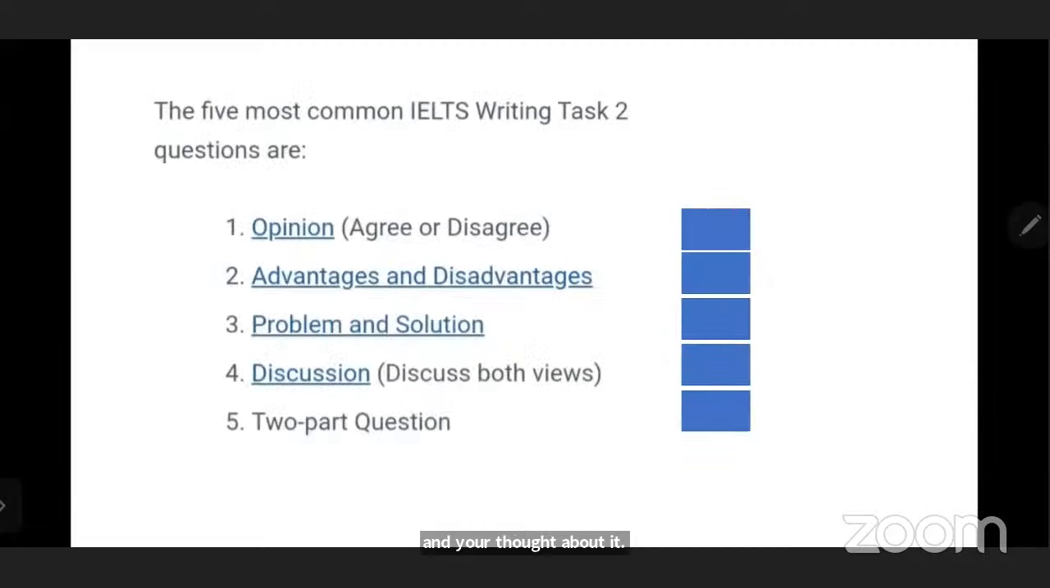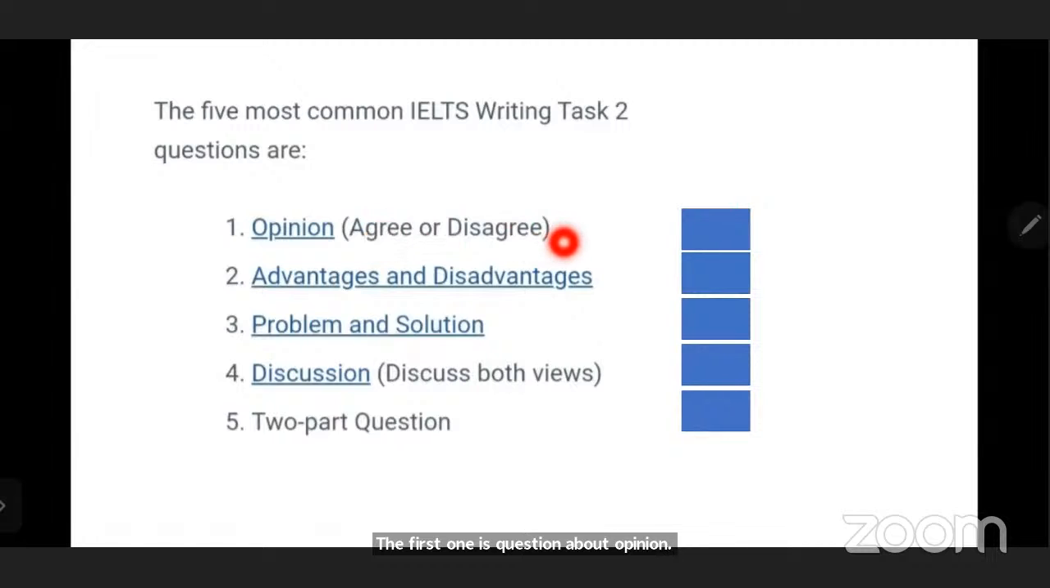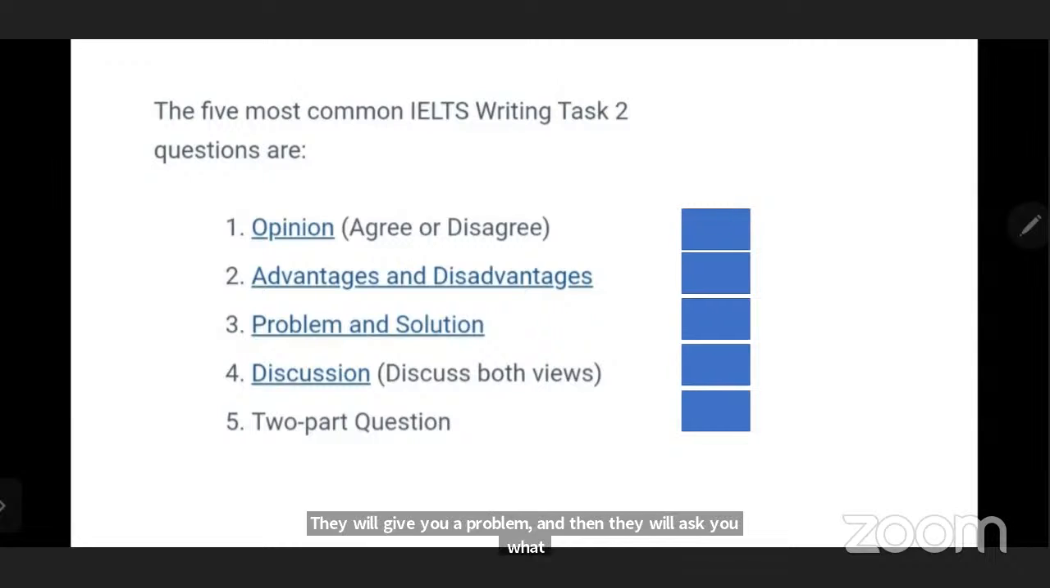Okay, so basically, these are the 5 most common IELTS writing task 2 questions. The first one is a question about opinion, whether you agree or disagree. The second one, you're going to talk about advantages and disadvantages of something. Let's say, what are the advantages and disadvantages of having a vaccine? And then the third type of question is about problem and solution. They will give you a problem, and then they will ask you what kind of solution.